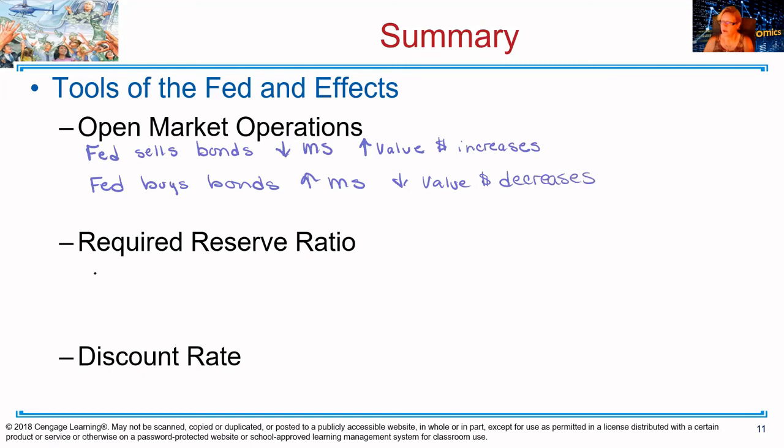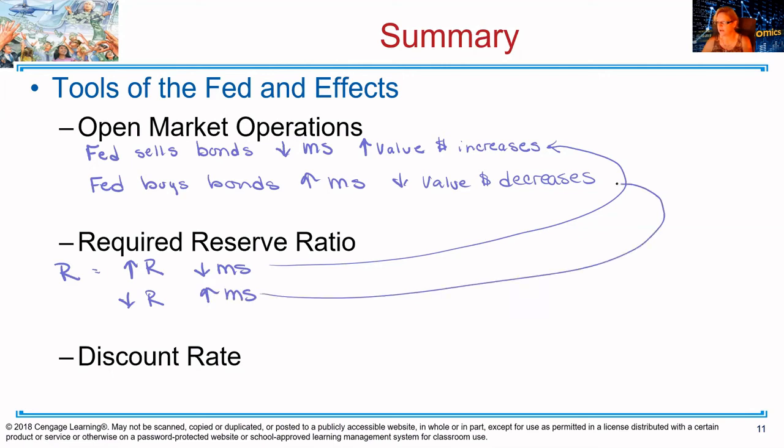Okay. Required reserve ratio, again, we don't really change that a whole lot, but remember that's our R in the money multiplier, 1 over the required reserve ratio. This is the amount that banks have to put on deposit at the Fed every time they take in a deposit. So if we increase the required reserve ratio, then we're decreasing the money supply. And again, we have the same thing happening up here. The value of a dollar increases. If we decrease the required reserve ratio, we increase the money supply and the value of a dollar decreases.